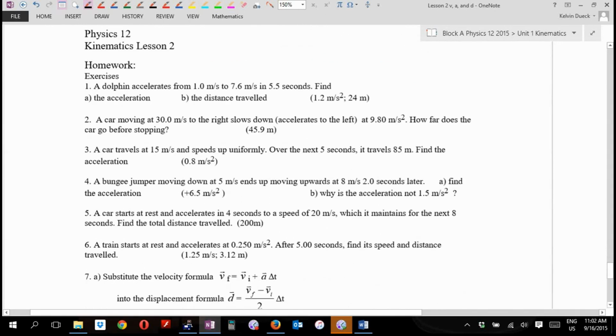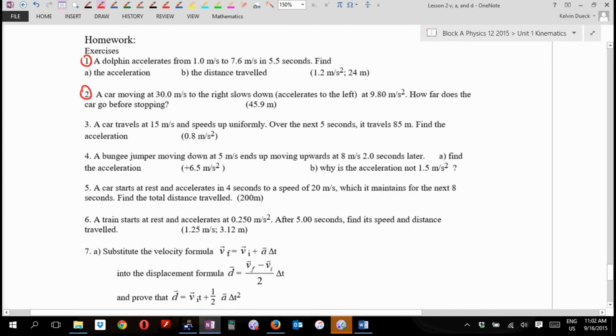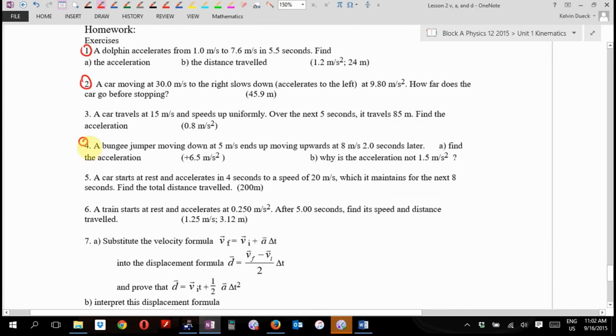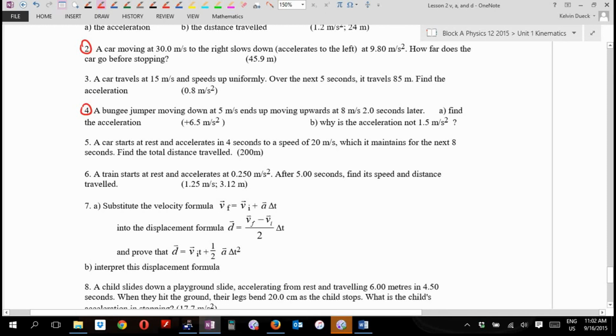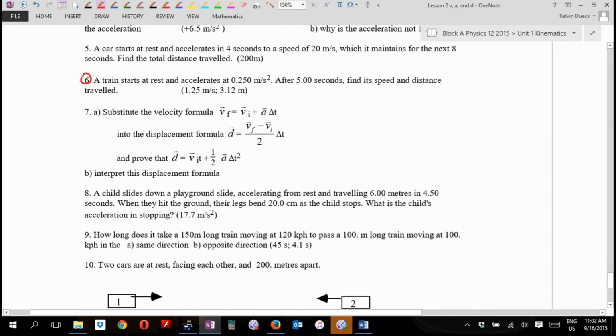What's your homework? Number 1 is good. Number 2 is good. Oh, bungee jumper. 4, skip 3. 6 is good. I skipped 5. 7 we actually did in our homework, didn't we? Prove that d equals, so, okay.